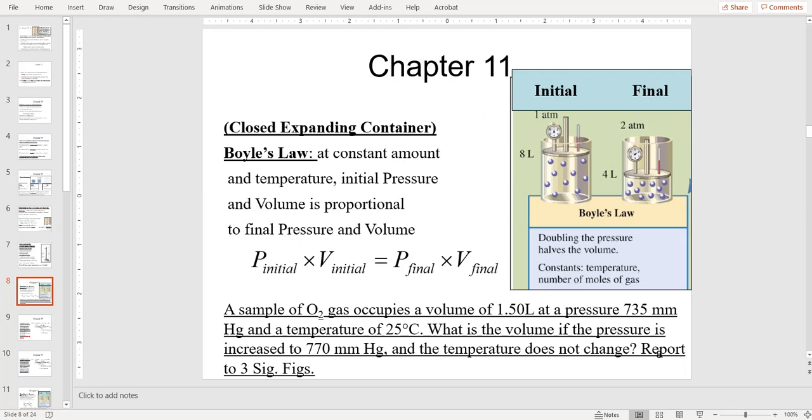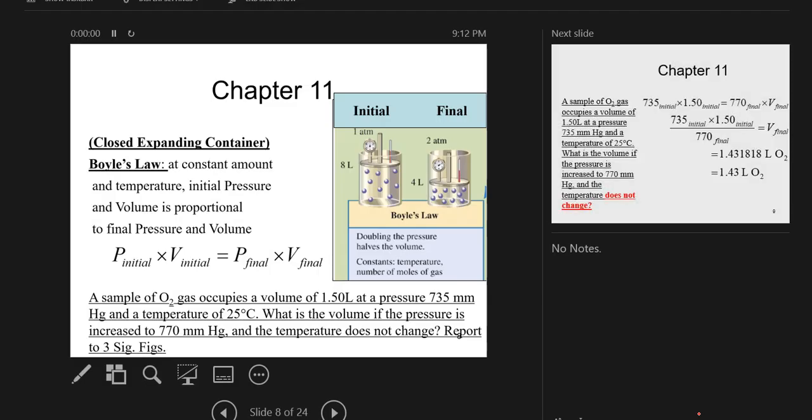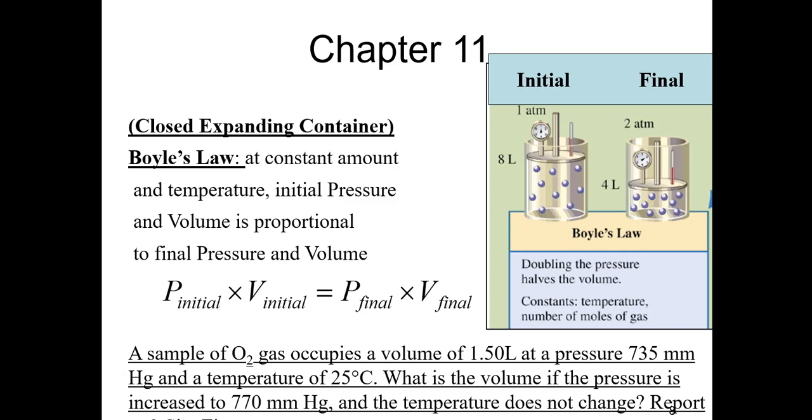So know the relationships of pressure and volume. Pressure and volume have an inverse relationship. So if you increase the pressure, then you're going to decrease the volume. So the volume went from 8 to 4 as you increase the pressure.